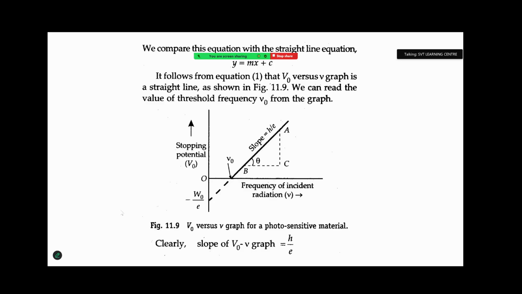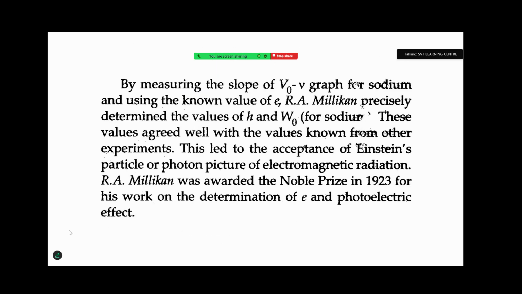e is a constant for the electron, 1.6 into 10 raised to minus 19. So, this is how R. A. Millikan precisely determined the value of h and the work function for sodium. These values agreed well with the values known from other experiments. This led to the acceptance of Einstein's particle or photon picture of electromagnetic radiation. R. A. Millikan was awarded the Nobel Prize in 1923 for his work on the determination of e and the photoelectric effect.